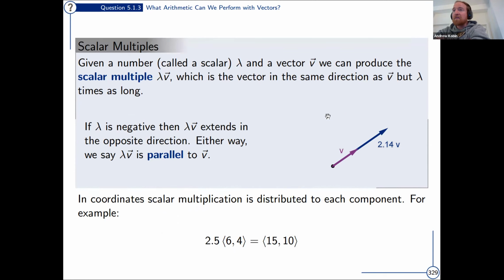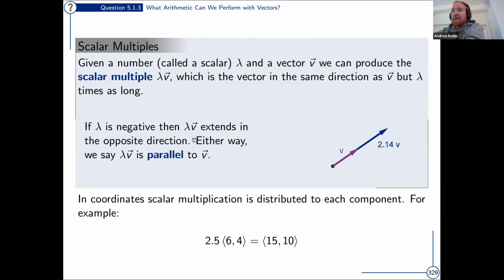To be more specific about this, if we have a scalar, a real number lambda, and a vector v, we can produce a new vector called lambda times v, which is the vector with the same direction as v, but lambda times as long. Lambda is going to change only the length of the vector, not the direction. Geometrically, if I start with this purple vector v, and I multiply by the scalar 2.14, that's a real number, then 2.14 times v is the blue arrow with the same direction as the original v, but 2.14 times the length of v.